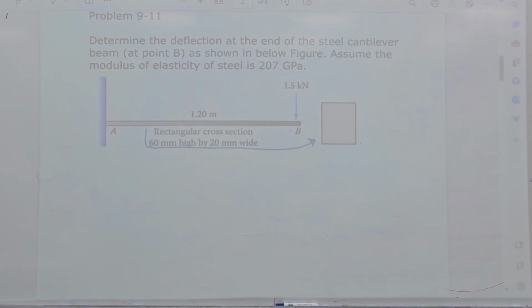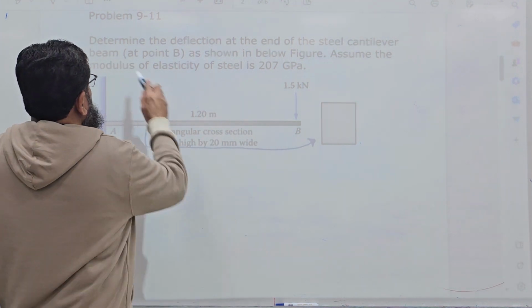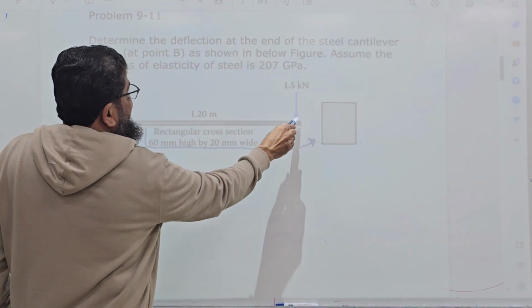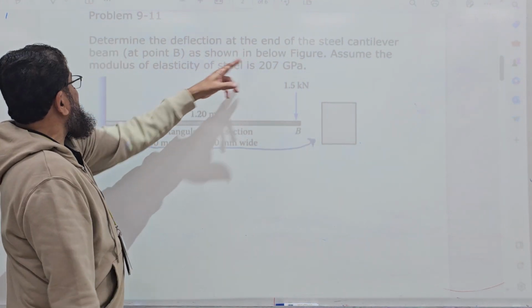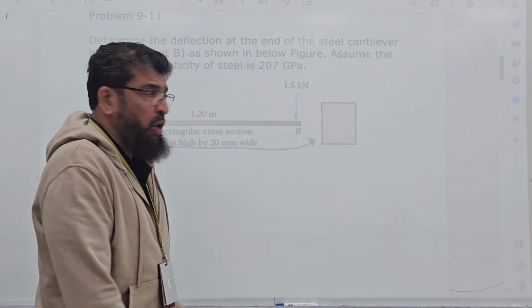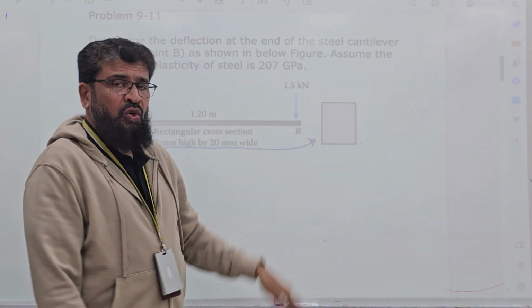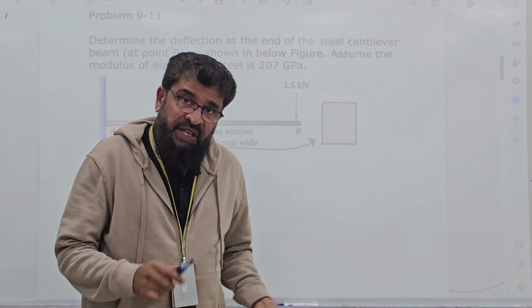I have another problem here. This problem is 9.11. Here he has given me a cantilever beam. What he says: determine the deflection at the end of the steel cantilever beam at point B, as shown in the figure below. Assume the modulus of elasticity of steel is 207 GPa, gigapascal.